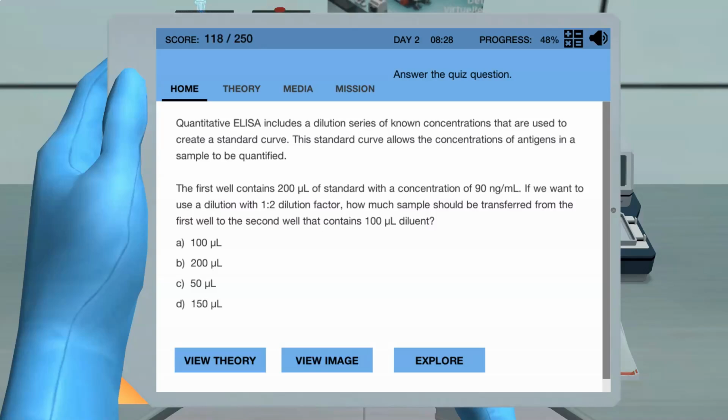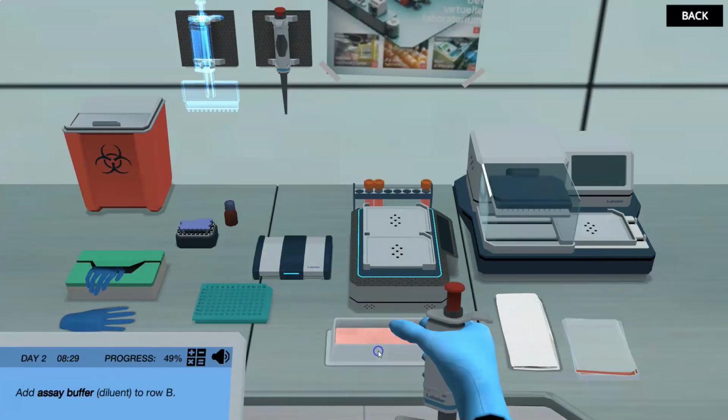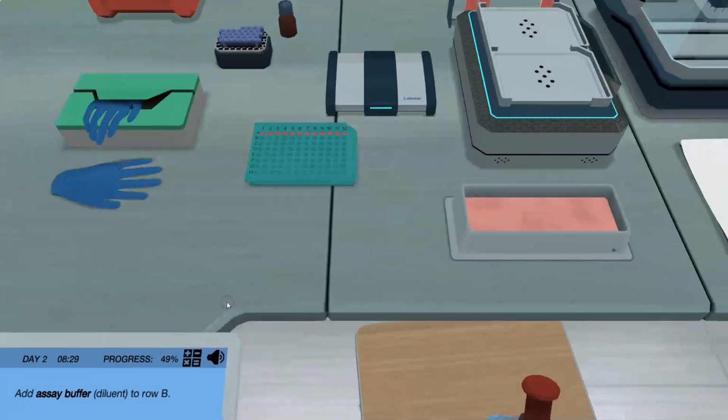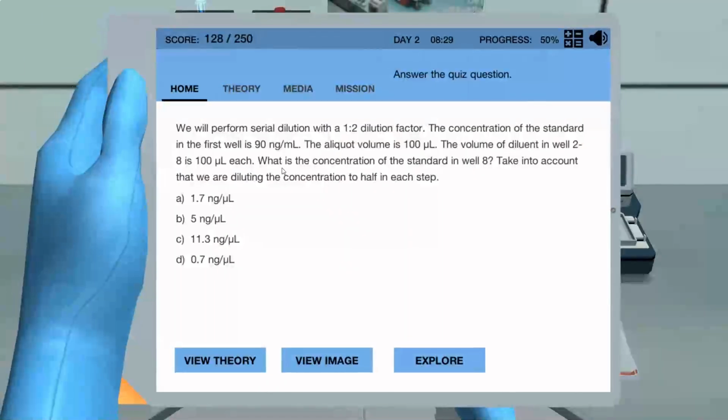If we want to use a dilution with 1:2 dilution factor, how much sample should be transferred from the first well to the second well that contains 100 microliters diluent? Add assay buffer to row B. We will perform serial dilution with a 1:2 dilution factor.